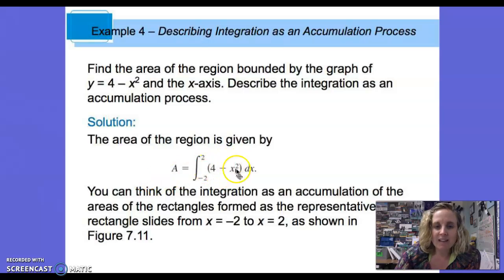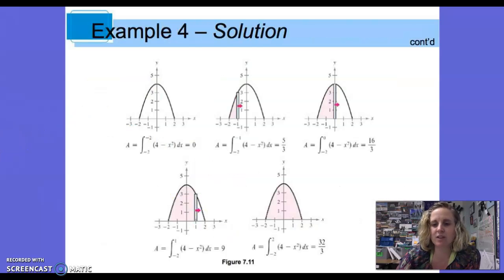So if we're looking at the area underneath the parabola from -2 to 2, we can think of it as kind of this picture. Think of this becoming animated here. We have the left bound up to the right bound, so we can start with this mini rectangle, and as we drag it across, that area gets bigger and bigger, which is shown here in the pink.